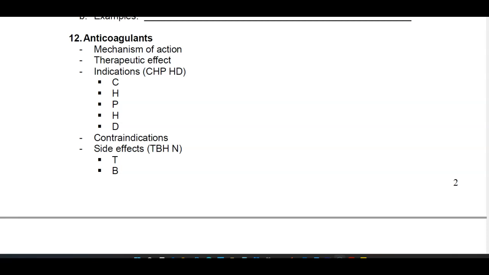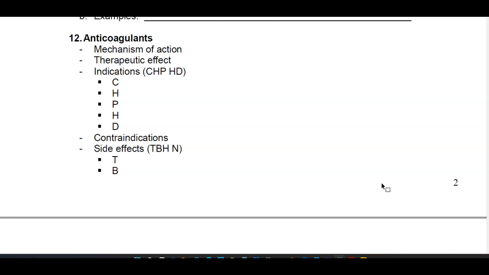Indications for anticoagulants. So reasons why some patients are on anticoagulants. An acronym to remember is CHP-HD. Basically CAD, MI, heart failure, heart valve replacement, pulmonary embolus prophylaxis or treatment, history of thrombotic stroke, and DVT prophylaxis and treatment. Contraindications are reasons why we shouldn't be giving anticoagulants to this patient.